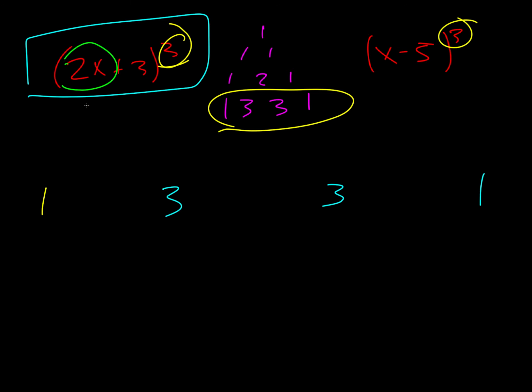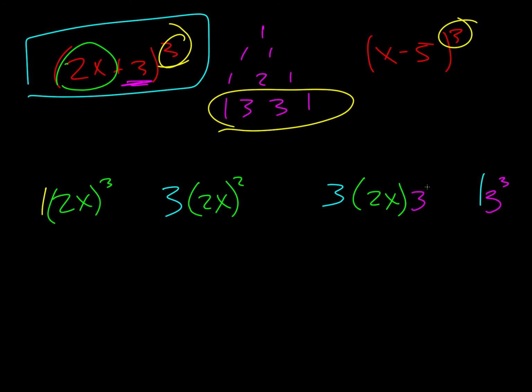Now I'm going to take my 2x, and I'm going to say 2x cubed, then 2x squared, then 2x to the 1, 2x to the 0, which I wouldn't need to write. Now I'm going to focus on this 3 and do the same thing, but backwards. So 3 to the 3, 3 squared, 3 to the 1, and then don't write my 3. And then I just put some plus signs in between.